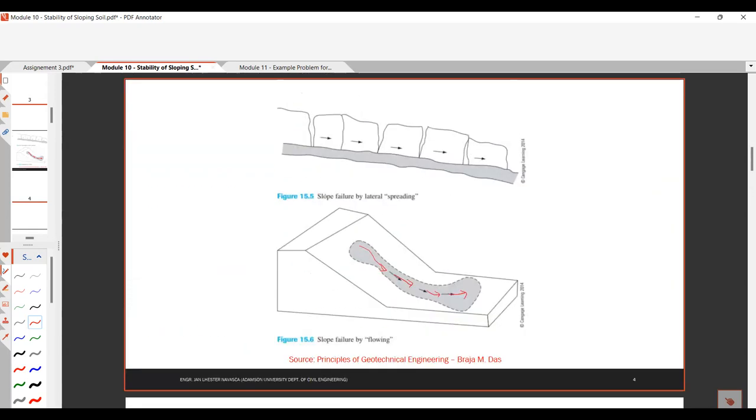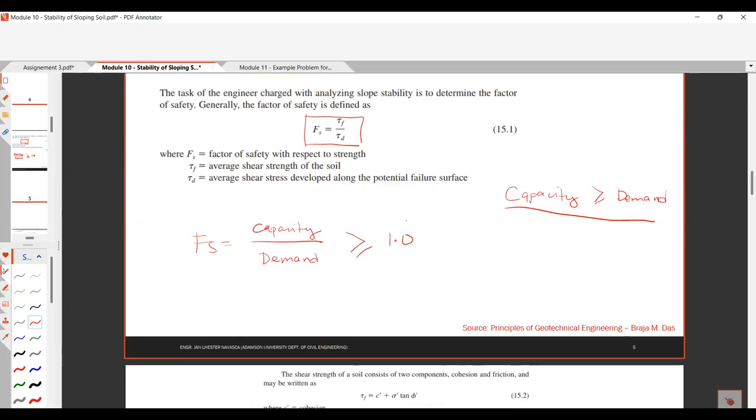Okay, let's say, for example, this is our sloping soil. And we determine that there is a potential sliding or failure in the soil. Let's say this one. The failure plane in your sloping soil is this one. So along this blue line, this will cause a shear off. It will shear off there.